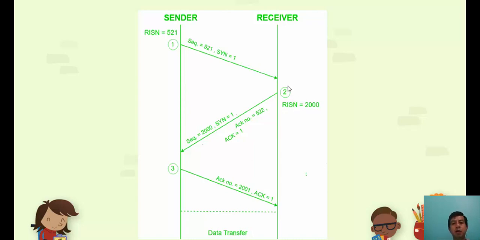Remember, the receiver side creates its buffers and variables in this step number 2, and the sender side, the original side which initiated the connection, creates its own TCP buffers and variables at this step number 3.